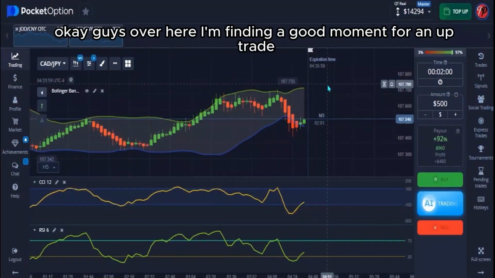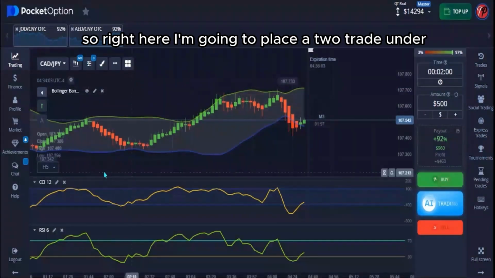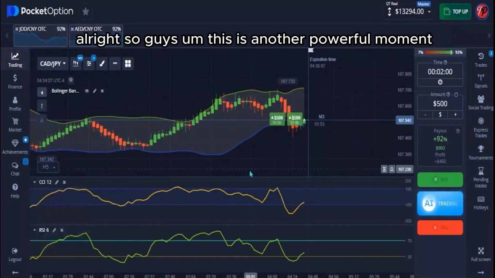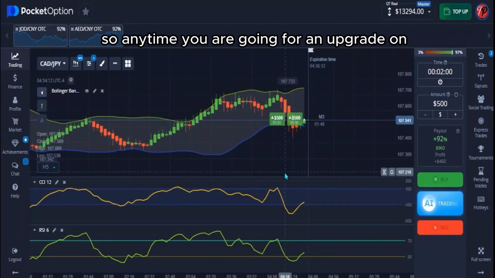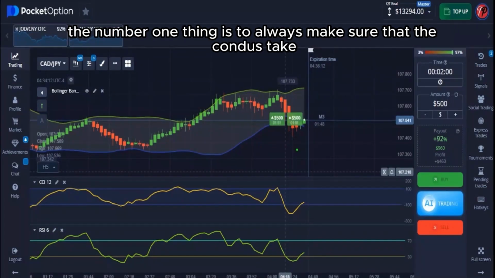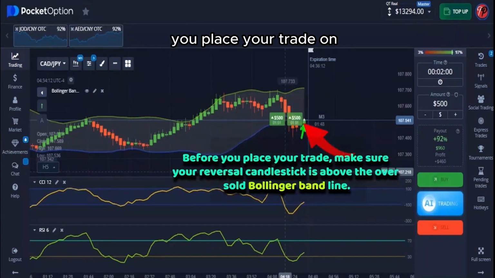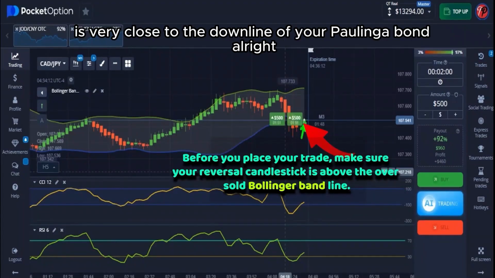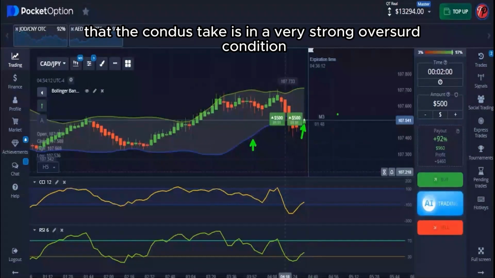Okay guys, over here I'm finding a good moment for an up trade. So right here I'm going to place a trade on that. All right, guys, this is another powerful moment. Anytime you are going for an up trade, the number one thing is to always make sure that the candlestick you place your trade on is very close to the lower line of your Bollinger Band. It's very important that the candlestick is in a very strong oversold condition.